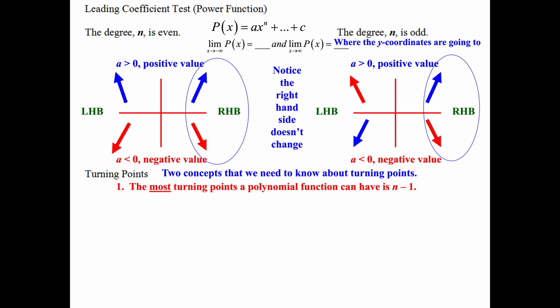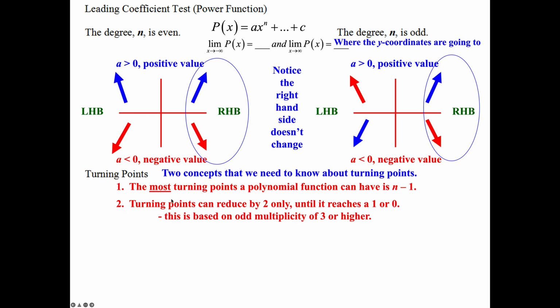If I had x to the sixth power, 6 minus 1 is 5. I can have at most 5 turning points. And number 2 uses the first concept. What's the most you can have? And then what are the other possible turning points that you can have?